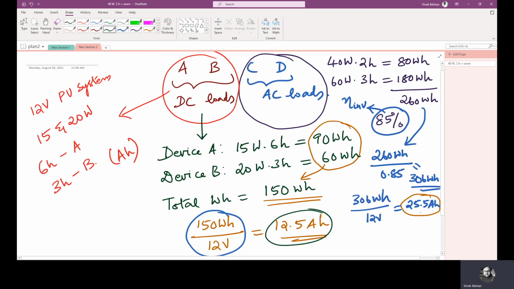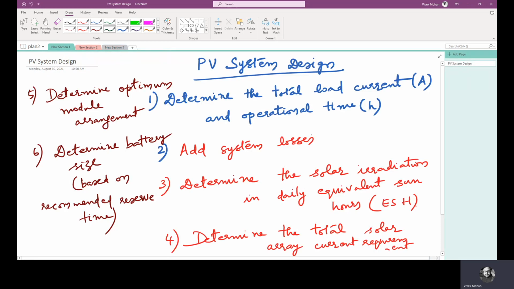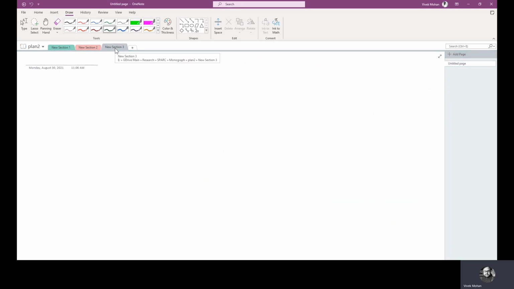So what is the total? 12.5 and 25.5 will give you, 1 minute, let me go to the next page. So now we have to add system losses also, as we have mentioned here. The second step is to add system losses. Then only we can design the capacity of the PV system. This includes loads only. So loads plus losses we have to take.